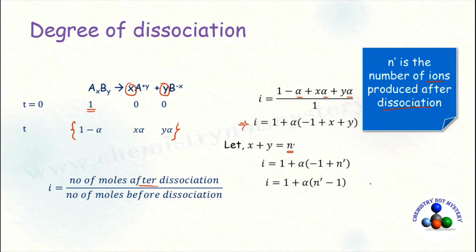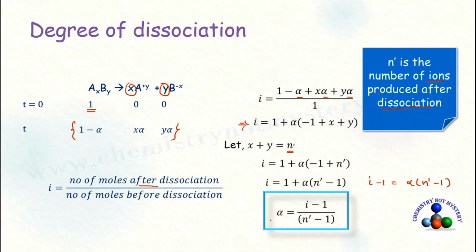When you transfer 1 to the other side of the equation, you will get I minus 1 is equal to alpha in bracket n dash minus 1. Now when you transfer n dash minus 1 to the other side of the equation, it will go in the denominator and you will get alpha is equal to I minus 1 over n dash minus 1. It is the formula that establishes the relation between degree of dissociation and Van't Hoff factor. Let's try to solve some questions based on it.